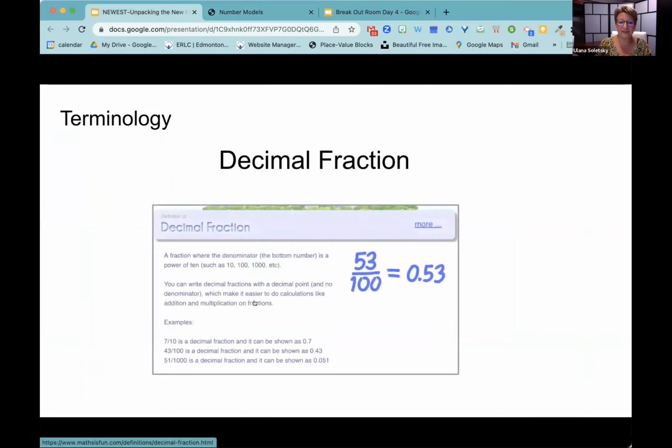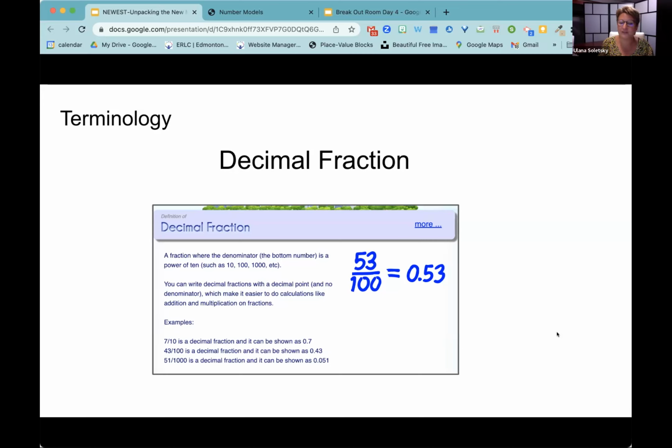And then the thing that I wanted to mention is the word decimal fraction. A decimal fraction is a fraction where the denominator, that's the bottom number, is a power of 10. It is 10, 100, 1000. So when you say the fraction properly, and what I mean is, please be very cognizant of how you say the fraction. Please do not say 53 over 100. That is a positional reading of the number. We want to say it properly.